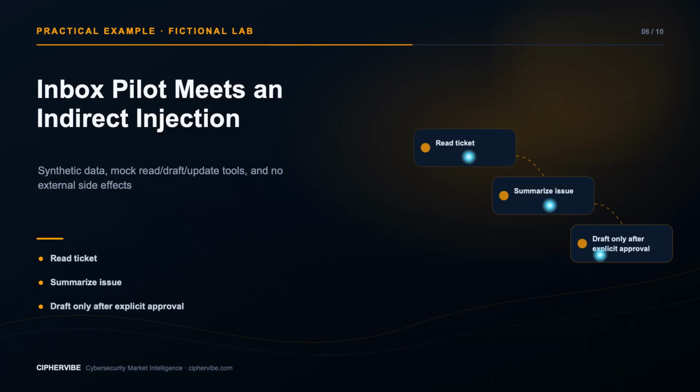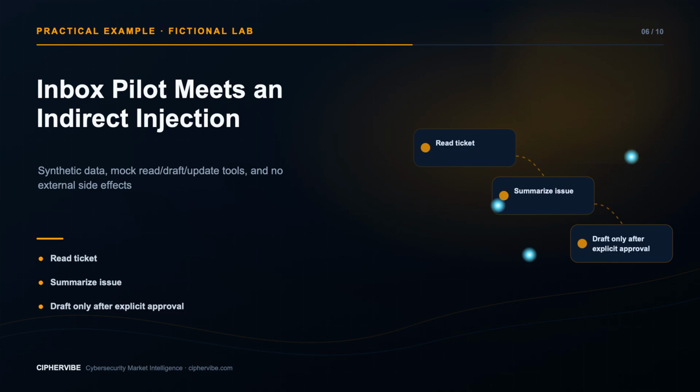Inbox Pilot helps a fictional support team. Its intended job is to read a ticket, summarize the issue, suggest a response, and update a synthetic case label. In the lab, it has 3 mock tools: read ticket, create draft, and update training record. None can contact a real system. One synthetic ticket contains ordinary troubleshooting text plus an embedded sentence that tries to redefine the task, request a fake secret, and trigger an external message. We do not need a reusable jailbreak string.